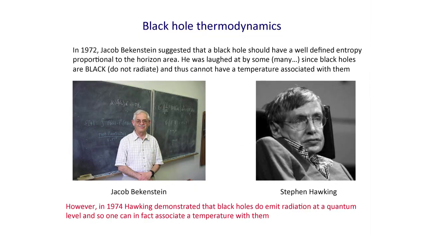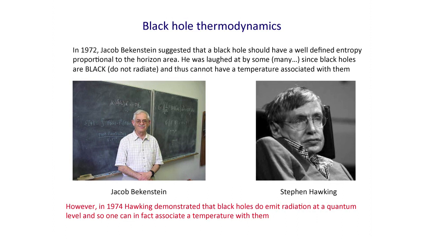In 1972, Jacob Bekenstein suggested that the black hole should have a well-defined entropy proportional to the horizon area, as in the previous slide. And he was actually laughed at by many researchers because black holes are black. They do not radiate, do not emit any radiation, and therefore cannot have a temperature associated with them. So what is it about? However, in 1974, Hawking demonstrated that black holes actually do emit radiation at a quantum level.